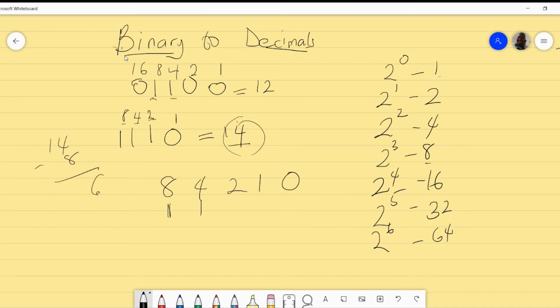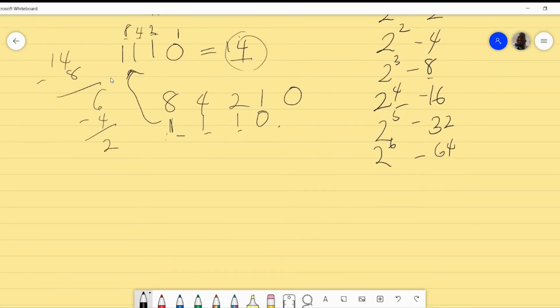So we can have 1 here, and then we take away 4. We have 2. So we have 2, and then that's it. So you can see 1110, back to where we were coming from. So you can see it's easy. Now I'm going to try one more example, where I'll convert the binary to decimal and then convert back from decimal to binary.